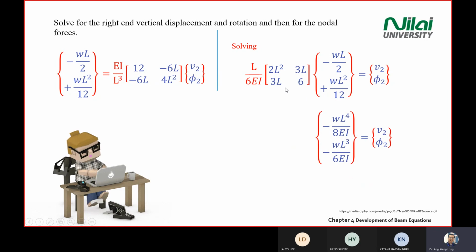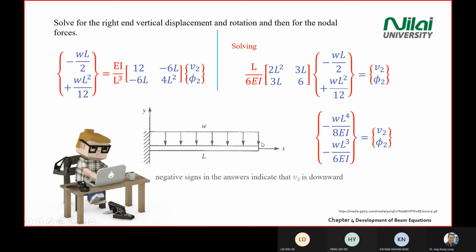So for this process from left to right, again, you can use simultaneous equation or you can use inverse matrix to solve. For this module, you should always understand when you get a positive sign, what does it mean? Negative sign, what does it mean? If you get an answer like what you see on the screen here, a negative WL power 4 divided by 8EI for your vertical displacement at point number 2, the negative sign means the displacement is going down, which is very logical if you look at this scenario.